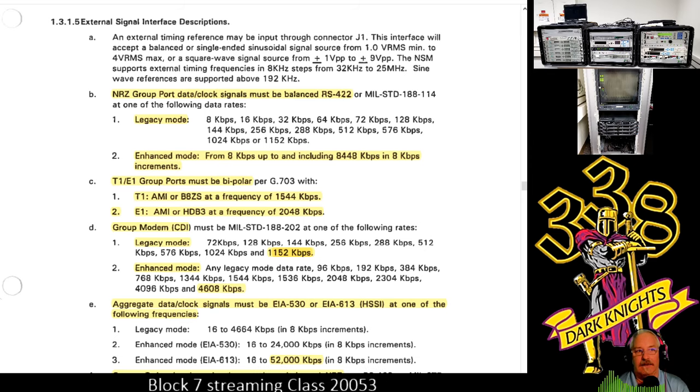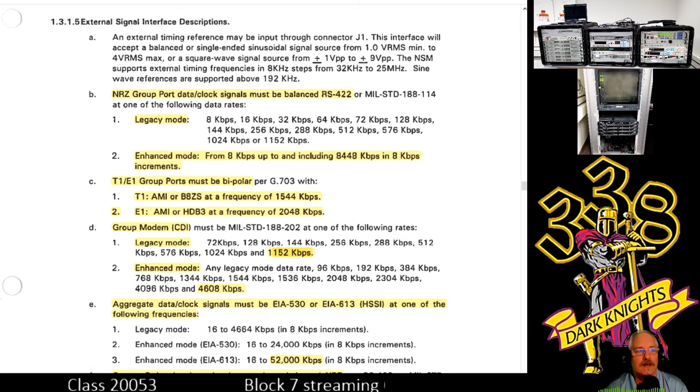That is correct. 8.448 kilobits per second. Not trying to get into a whole lot of details. So now with that in mind, let's go to Charlie. It is a T1E1 group. Ports must be bipolar. Oh, wow, that's a key.